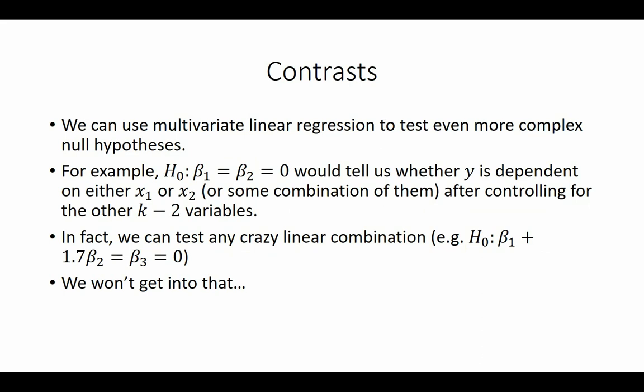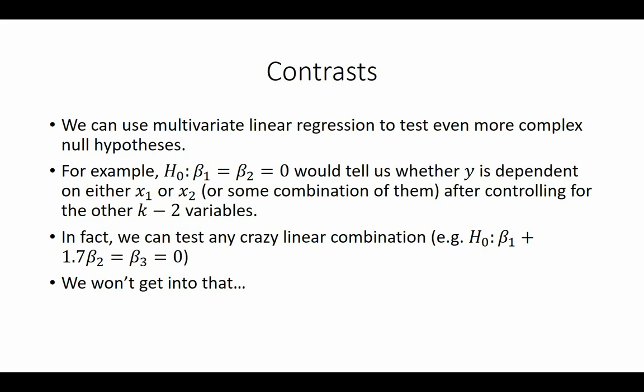A nice extension that people sometimes use is called contrasts. Using contrasts, we can have a multivariate linear regression that tests even more complex null hypotheses. For example, we can have a null hypothesis that both beta 1 and beta 2 are 0. And then if we get a significant result, it means that either x1 or x2 or some combination of them adds additional information, if we reject the null hypothesis after controlling for all the other k minus 2 variables.